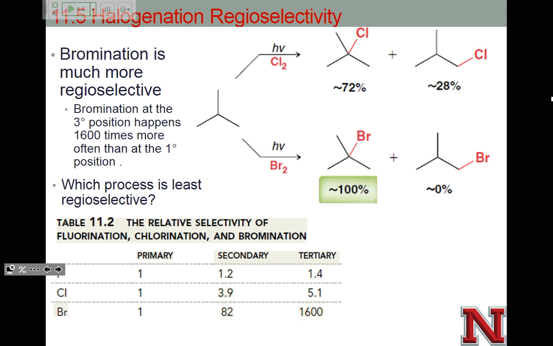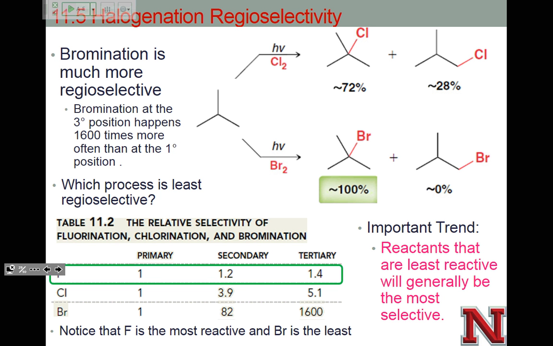Primary, secondary, tertiary, you get a pretty much equal amount of all of them. And remember, we said fluorination was the most reactive and not very useful in the lab because it's so reactive. We have some distinction between primary, secondary, and tertiary in chlorination, but in bromination we get the most distinction. And this is a key point throughout almost all of organic chemistry: reactants that are less reactive generally are more selective. And we'll see that throughout this class.